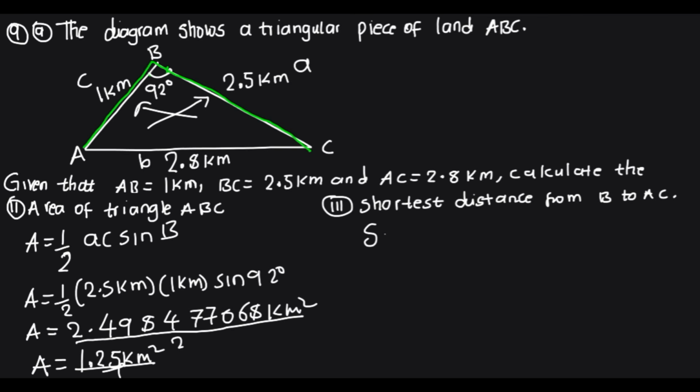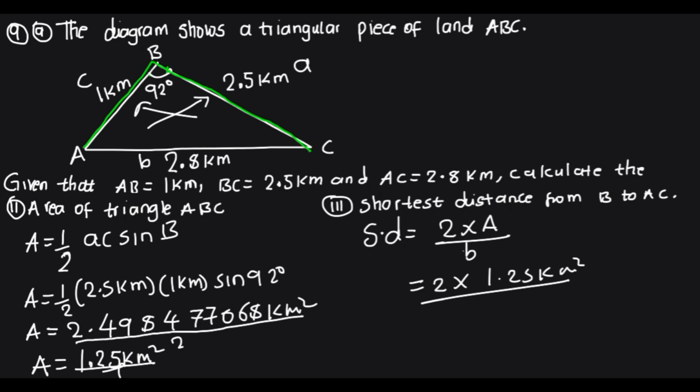So the formula, shortest distance is equal to 2 times the area divided by B. So 2 times the area, we have calculated 1.25 kilometer squared over what's the B. So now from the statement, shortest distance from B to AC. So the distance AC represents the B. So what is the AC? 2.8. So this value here. So over 2.80 kilometer. So since we have this kilometer, we'll cancel, giving us 1 kilometer.